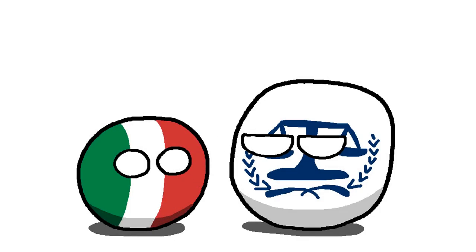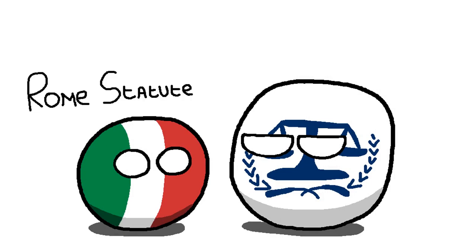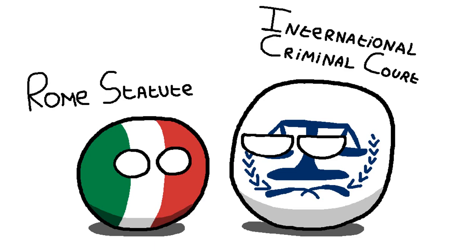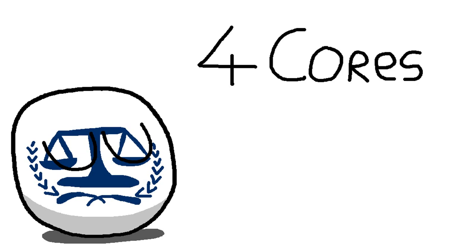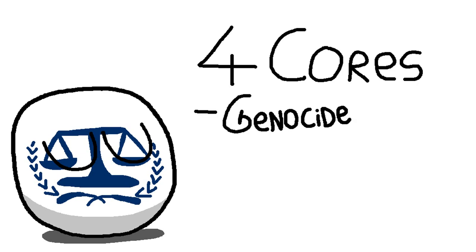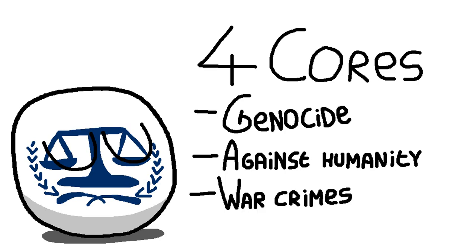In 2002, a lot of countries ratified the so-called Rome Statute and created the International Criminal Court. The ICC is able to investigate and convict potential war criminals if the states are unable or unwilling to do it themselves. The thing that we care about here is that the Rome Statute defines 4 different codes of international crimes: genocide, crimes against humanity, war crimes, and crimes of aggression.